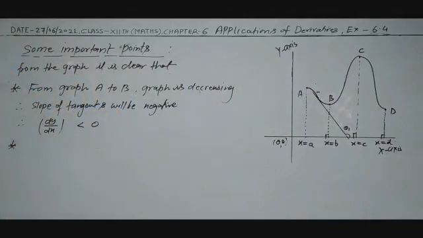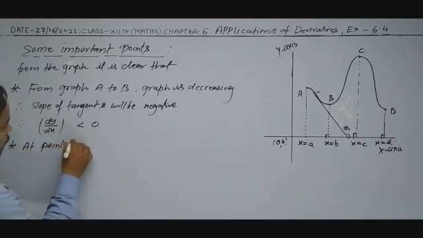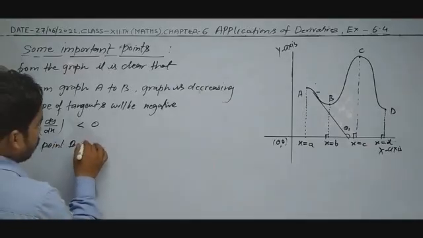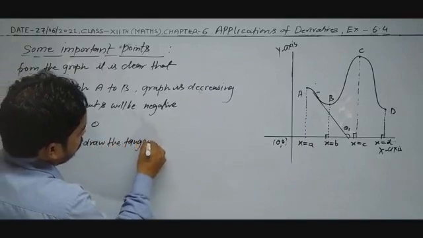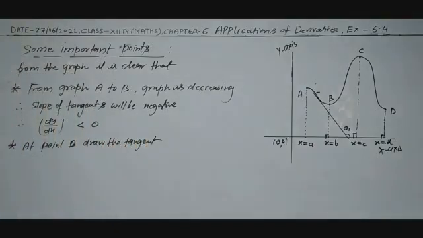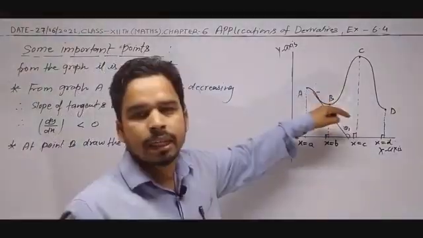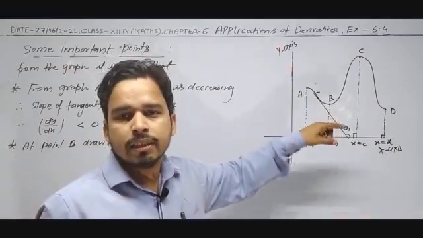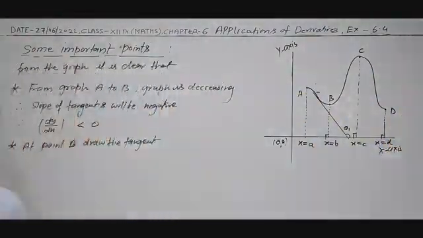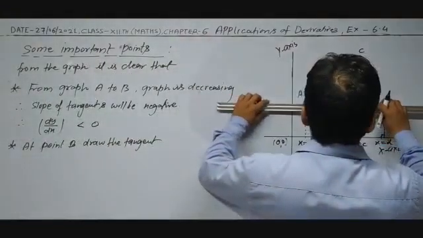Now come to the second point. At point B, draw the tangent. Consider from the graph A to B, and B is the turning point. At this turning point, when you draw the tangent, it will be parallel to the x-axis.